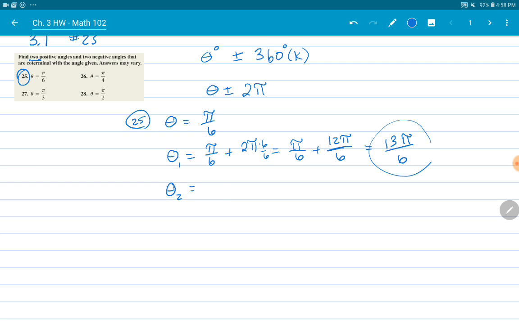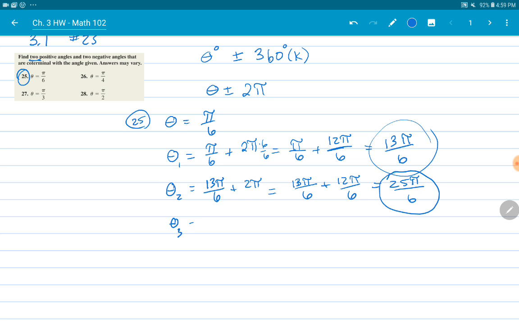So I'll start here and add another 2 pi, or another 360 degrees. I'm going to add 2 pi again, and I need that common denominator again, so I have 13 pi over 6 plus 12 pi over 6, and now I have 25 pi over 6. So there's a second answer, 25 pi over 6.